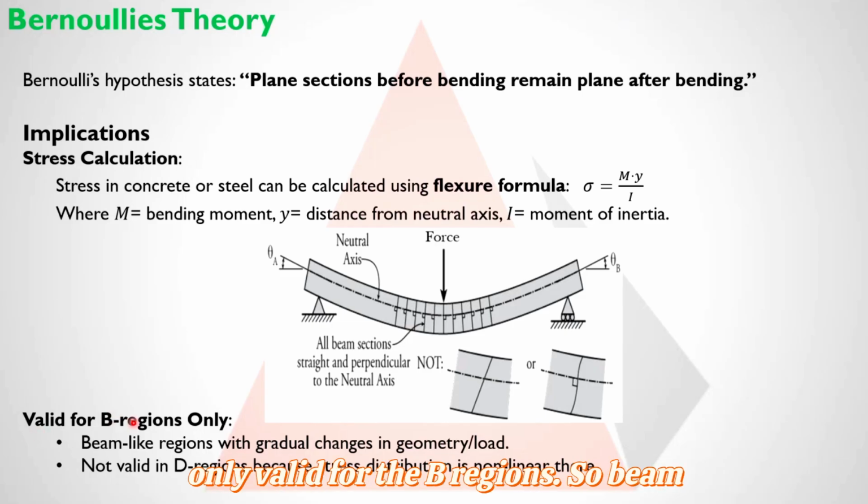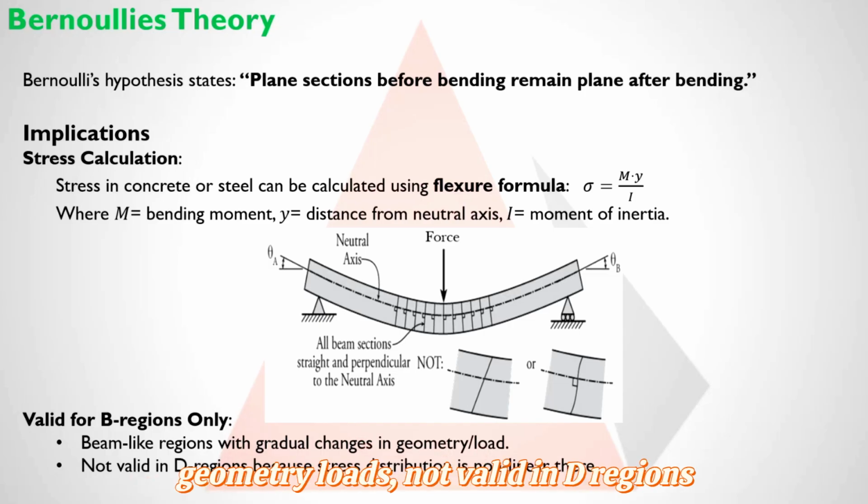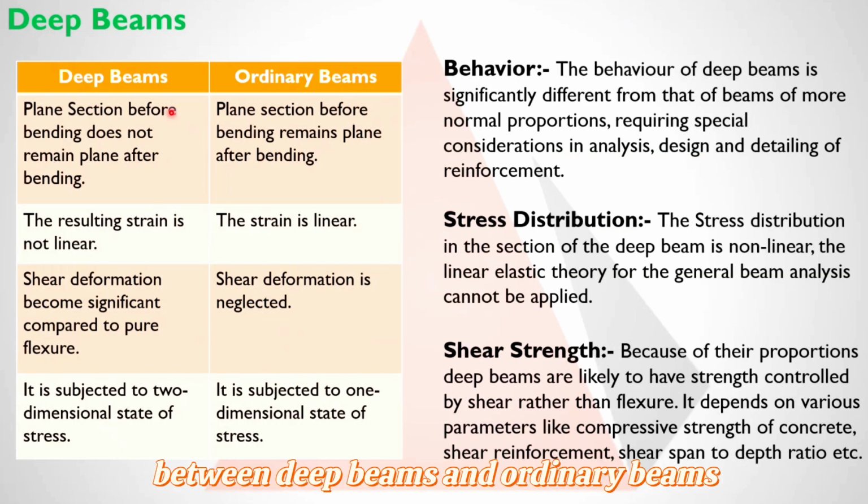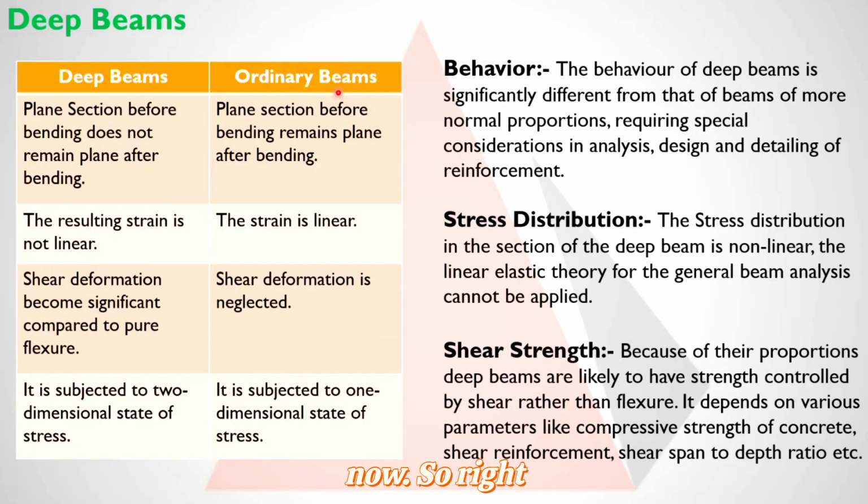So this is only valid for the B regions, beam-like regions with gradual changes in geometry and loads. It is not valid in D regions because the stress distribution is non-linear there, which is shown in the previous slide as well. So let's go and understand the basic difference between deep beams and ordinary beams now.